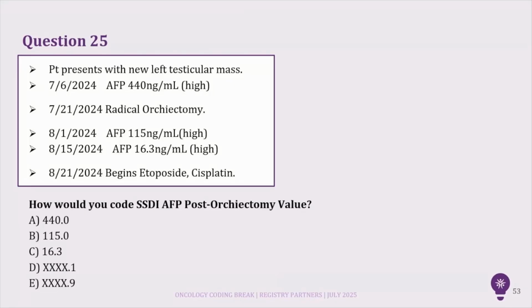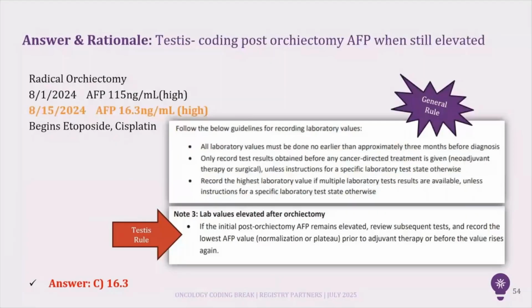So we do have specific instructions for testes that tells us that if the initial post-orchiectomy AFP remains high, review subsequent tests and record the lowest prior to neoadjuvant treatment. So right after surgery, it was still high, and then it went down to 16.3 before starting treatment. So we're going to code that 16.3 based on that rule.